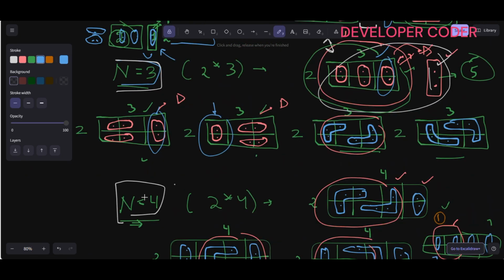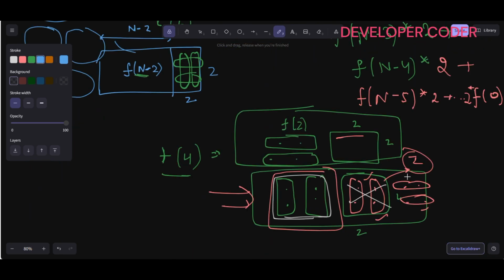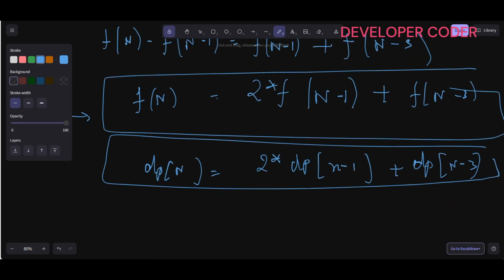So like for n is equal to 4, in n is equal to 3, how many one more cell we are adding like this? So in how many ways can we use this only to get the 4? That's what we need to do. That's why we have derived this formula. This is the final formula. So let's write the code.